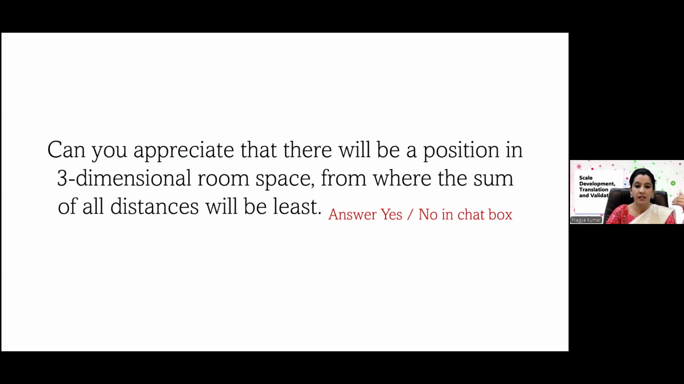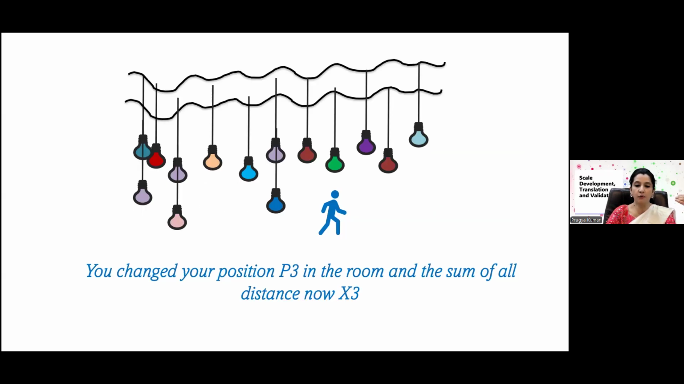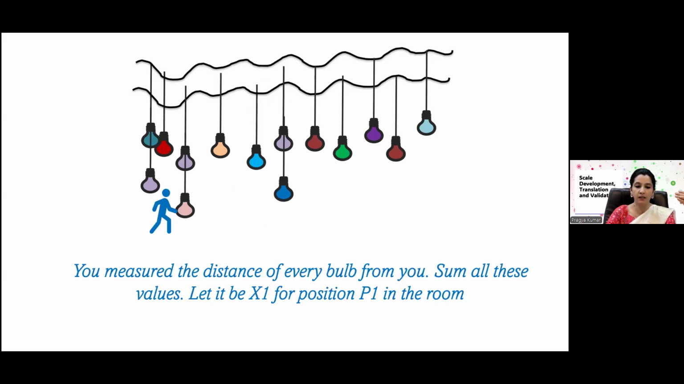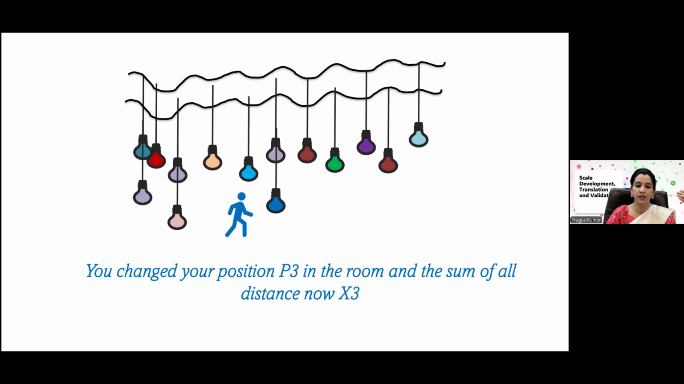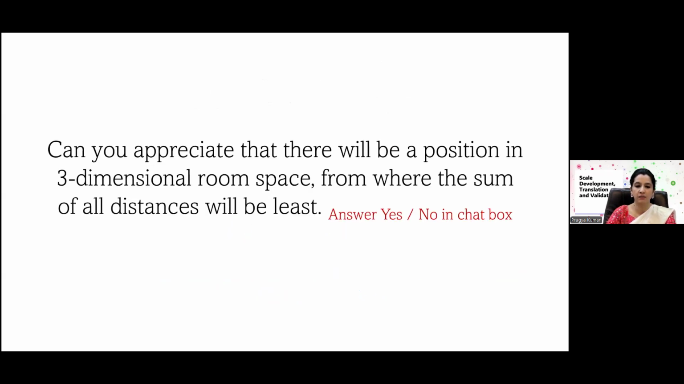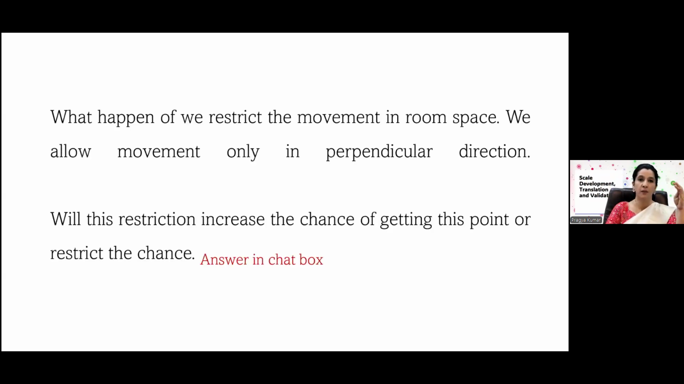then in this case, where will the sum of all distance be the least? This is P1, this is P2, and this is P3. So there will be a position. I'm not interested in which position, but likewise P1, P2, and P3, there will be one position where the sum of distances is least. And this is known as the rotation. Means you rotate the 3-dimensional structure to such an angle where the distance of those multiple factors from the construct should be minimal. But what happens if you restrict the movement in a room space?